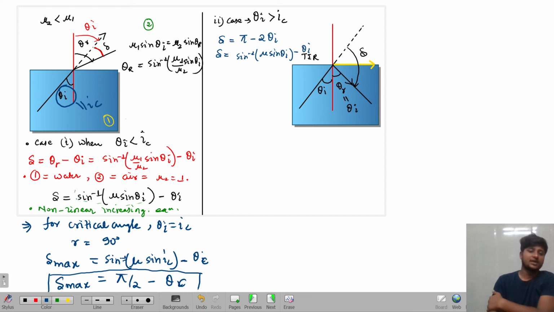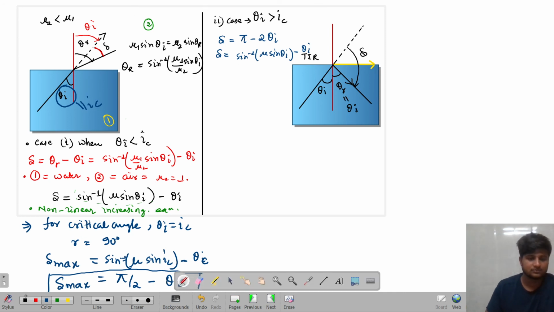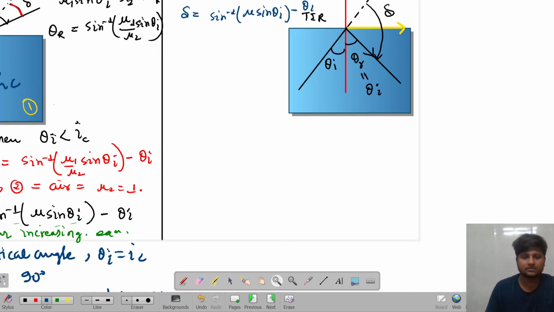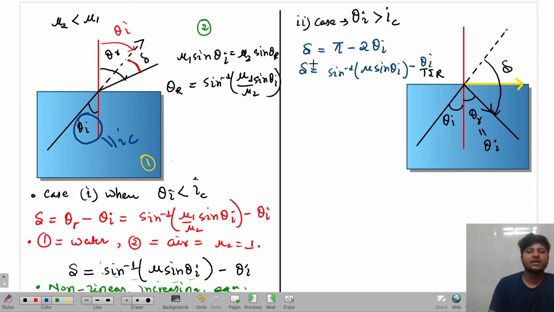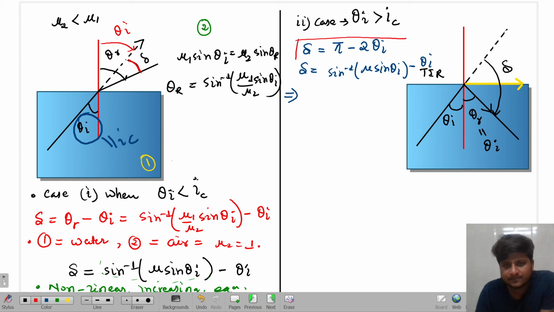Now look over here. Here these properties are going to be changed. Now look over here. Here you have got, okay, what you have got? Look over here, that deviation is equal to what? Pi minus of twice of theta a. Got it or not? And also deviation is equal to how much? Sine inverse mu of sine theta a minus theta I. Now look over here. One thing is there. Gagan, Anush, and Himanshu, I know you guys are very, very logical. What kind of equation is this?